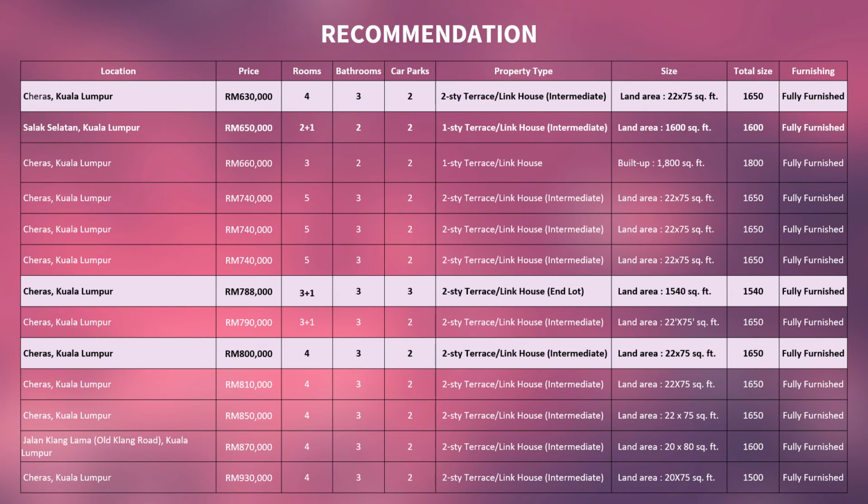Third, comparing with the 8th and 9th houses, they have similar attributes, which are the number of bathrooms and car parks, the property type, land area, and fully furnished. The only differences are the price and rooms. Two of these houses have 4 rooms, but if we consider that the 8th house's plus 1 room is a storeroom, there would not be enough rooms. Also, the price is not much different, so we choose the 9th house.